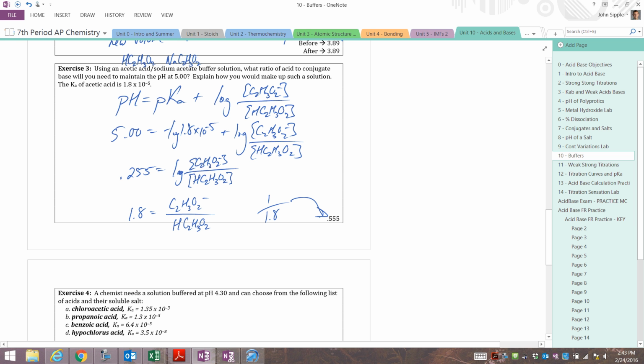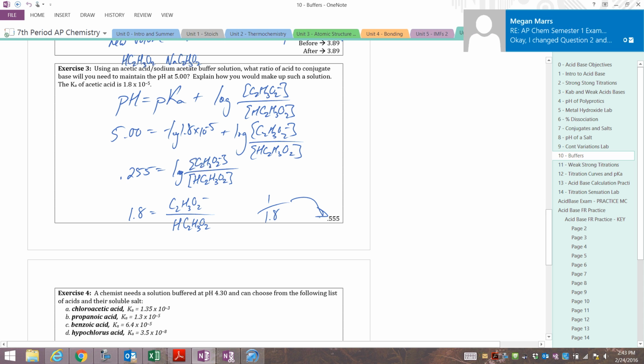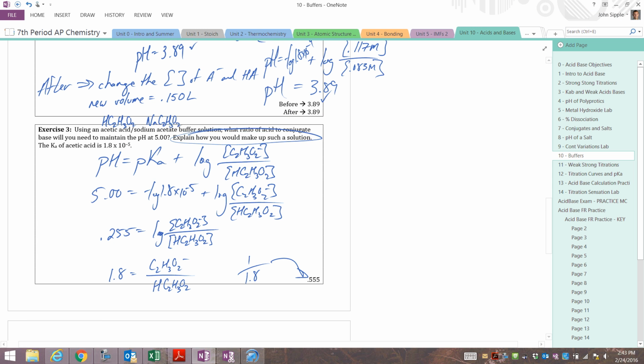Ultimately, what we need to ensure is that if they want this at pH 5, in terms of explaining how we would make a solution, we have to have 1.8 times as much sodium acetate compared to acetic acid. I'm sorry, compared to acetic acid. And we could do that.